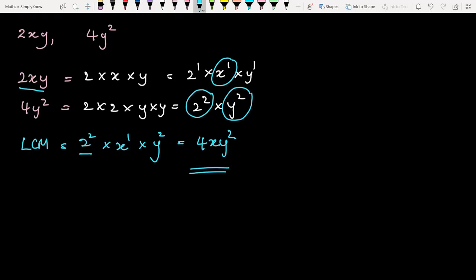Now there is an easy method as well. It's actually a short method of finding the LCM of algebraic terms. I will do a separate video to explain how to get this answer easily with a short method.